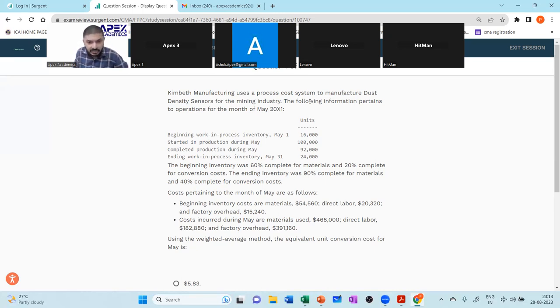The beginning inventory cost of material is given to you. The direct labor cost is given to you. The factory overhead cost is given to you. The cost incurred during May are for materials, direct labor, and factory overheads. Using the WAM method, equivalent unit conversion cost for May is what? Now, first of all, what is the first concept?